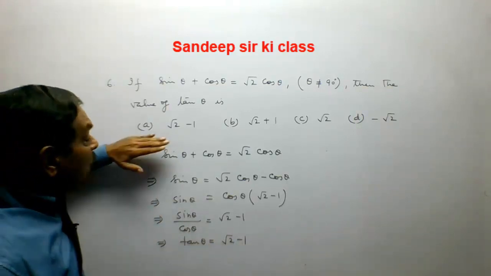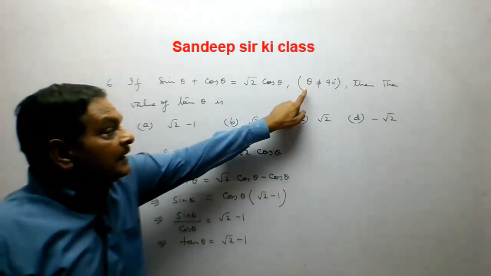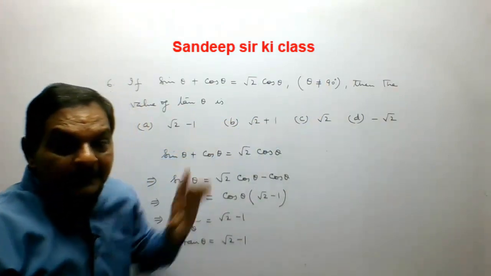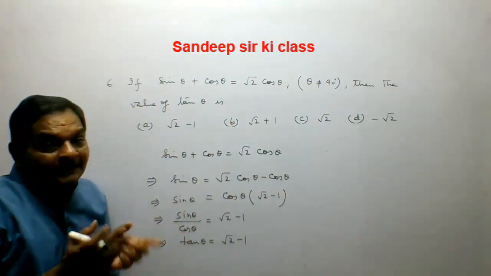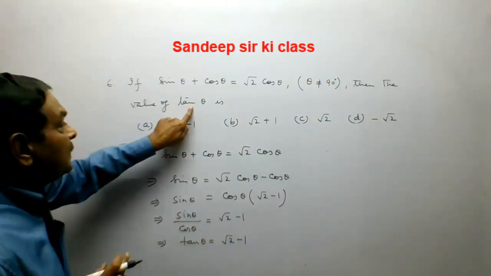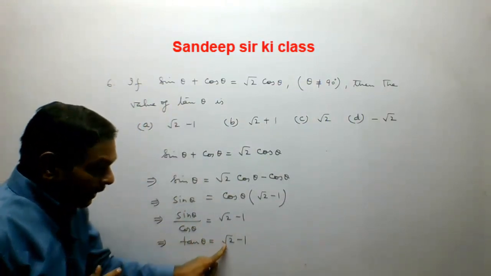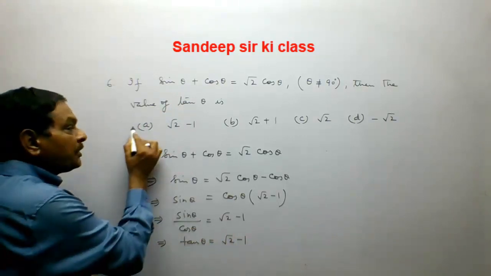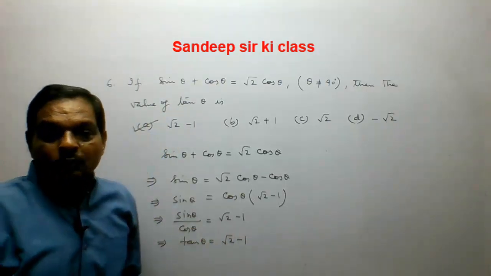So the value of tan theta, where theta of course is not equal to 90 degree, because if theta is 90 degree, then tan theta is not defined. So here the required value of tan theta is under root 2 minus 1. Option A here is the correct option.